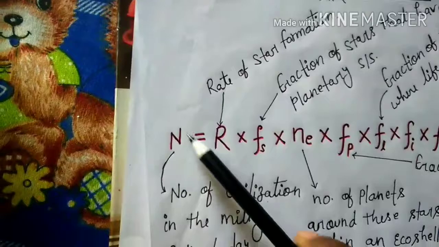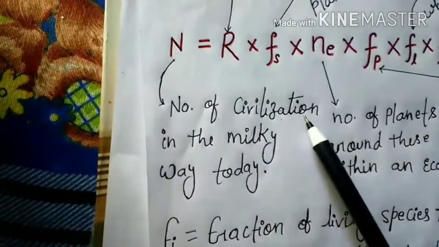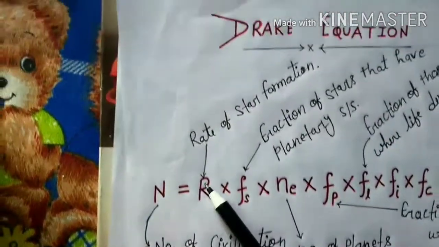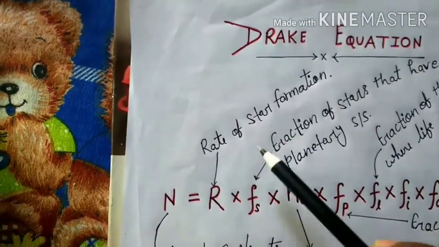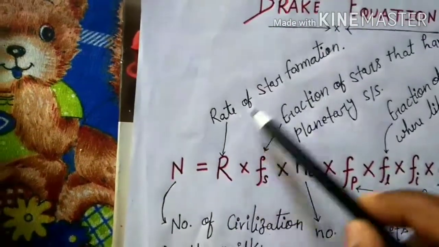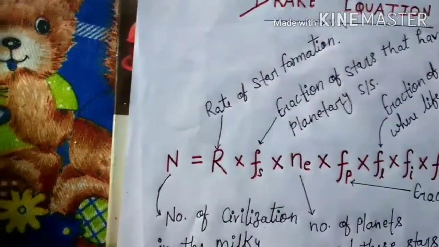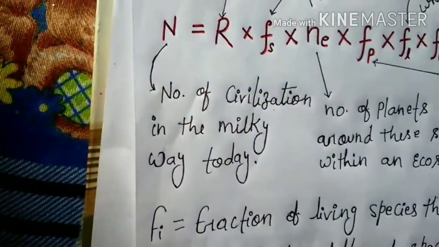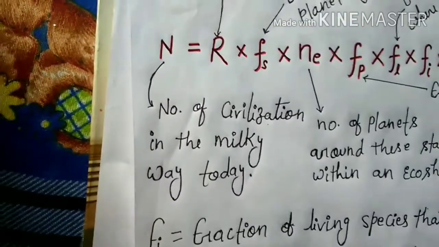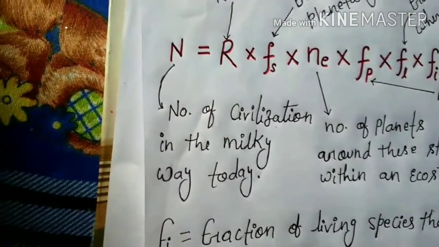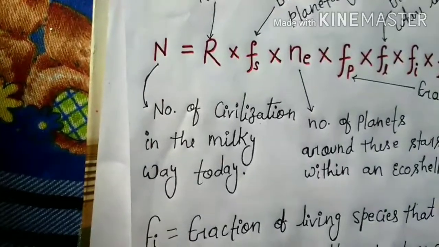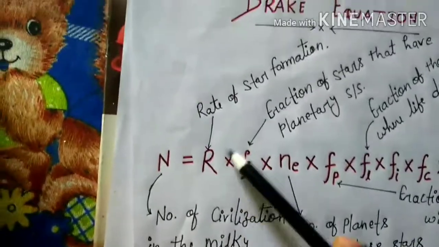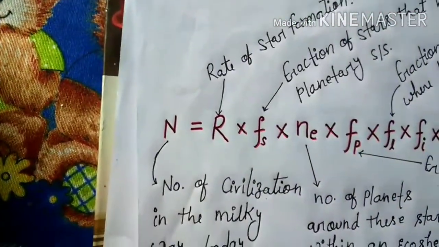So what are these values? N shows the number of civilizations in the Milky Way. R shows the rate of star formation. N shows the number of civilizations with whom we could communicate and possibly detect within the Milky Way, or in other words, the number of alien civilizations in the Milky Way.